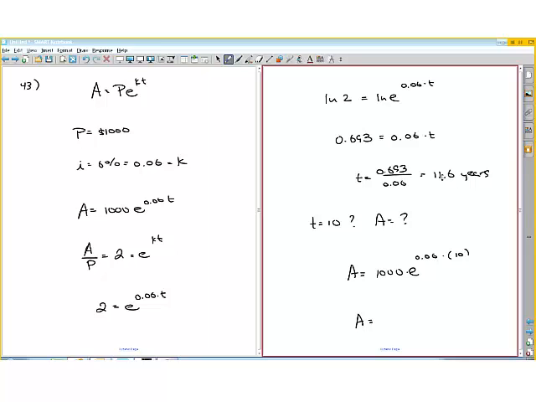And just think about this. It took 11 years to double it. So after 10 years, it's not going to be quite double. So double 1,000 would be 2,000. So it's going to be probably 1800 or something like that. So if you don't get that, something's wrong. Okay, so I get 1,822.